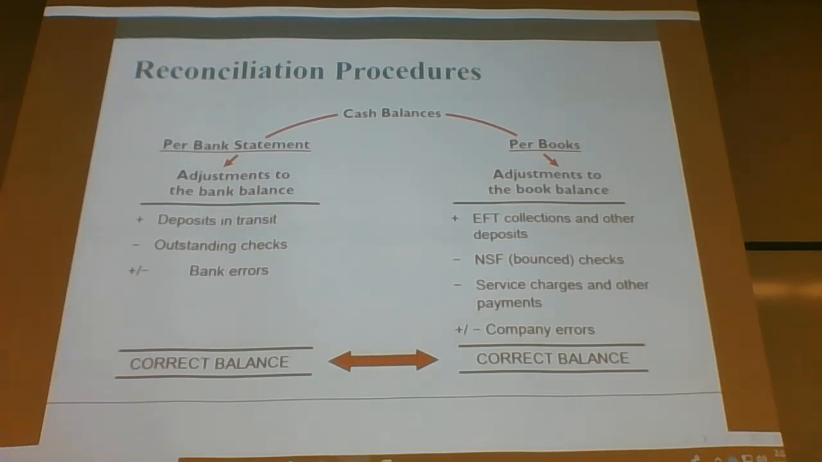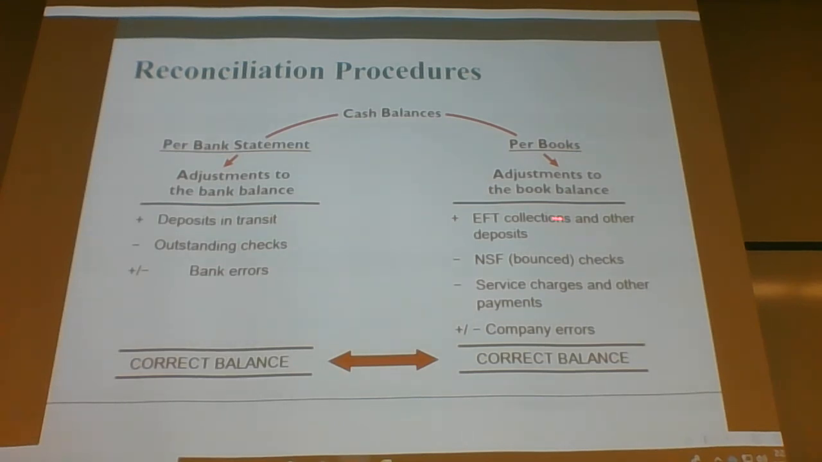Deposits in transit. These are deposits that the business has made, but they have not yet hit the bank. Okay, so the business knows that they made that deposit, the bank doesn't. So this is an addition to the bank balance. Outstanding checks, these are checks that have been written but not cashed. Again, the business knows that they wrote that check, but since it hasn't hit the bank, the bank doesn't know. And then we also have adjustments for errors. We actually have errors on both sides, and that can be a plus or a minus. All right?